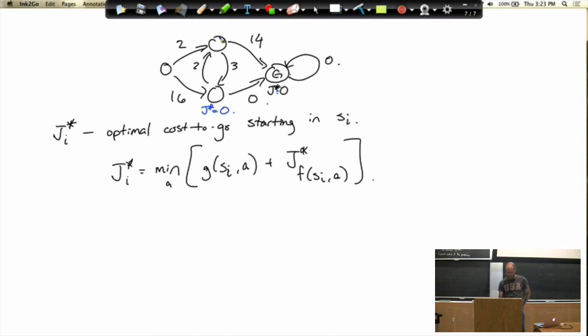Now this one, I can look over all the possible actions. I can either take a 14 and a 3. After 14, I can get a 0, or I can get a 0. So my cost to go here is J star equals 3, right? And my cost to go here is then J star equals 5. I thought I had made it non-trivial, but not really.